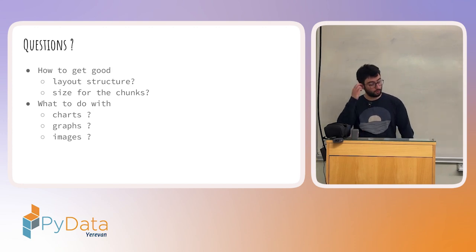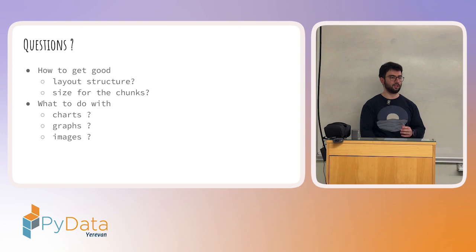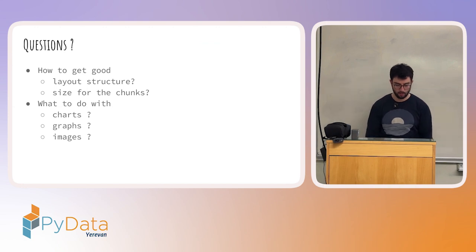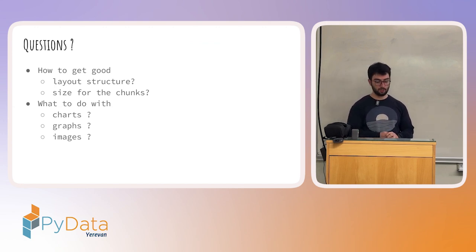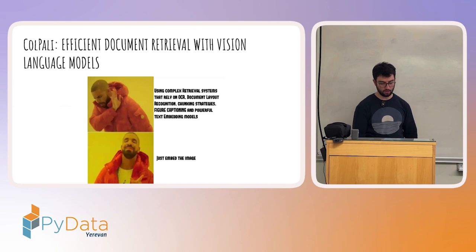And another question: what if we have charts, graphs, or images in our document? OCR cannot correctly understand the image, or it can take the chart numbers, but the visual part will be left out. So all these questions arise whenever we're trying to work with documents in the retrieval part. That's why some guys from France, if I'm not mistaken, came up with a good solution to this.